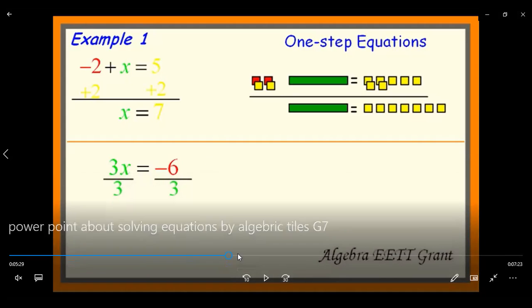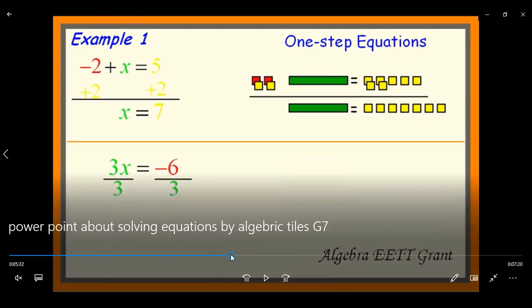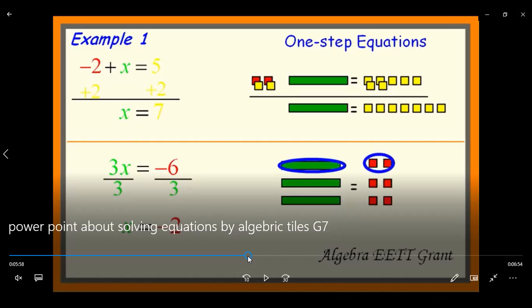So 3x equal negative 6. We will divide by 3 and divide by 3. So the answer is x equal negative 2. Now we want to answer by using algebraic tiles. We will translate 3x, it should be a positive rectangle.